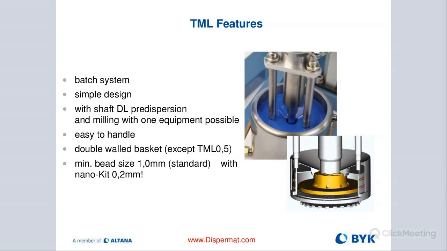With the DL shaft, that's the attachment that goes onto our Dispermat that would allow you to mill and disperse with one machine. So you go back and forth like that, bayonet-style quick change system. Very easy to handle. The baskets, again, are all double walled for proper cooling, except the smallest one, the TML05. Unfortunately, we don't have cooling capabilities there. You just have to cool through the container, which needs to be double walled as well. And then we can have that nano kit for very small media if you want to mill down into that small nano range.